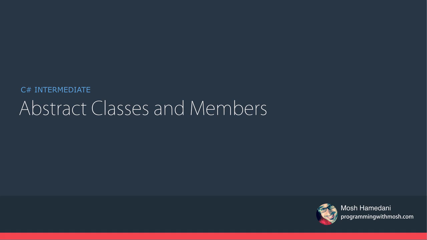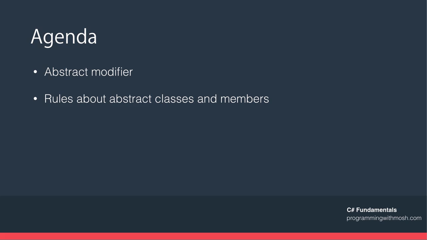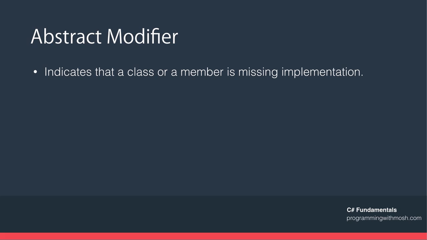So we got to abstract classes and members. In this video, I'm going to talk about the abstract modifier that can be applied on classes and their members, including methods and properties. And then I will tell you about the rules that you need to know about abstract classes and members. So what does the abstract modifier do? The abstract modifier indicates that a class or a member is missing implementation. It's easier to explain this with an example.